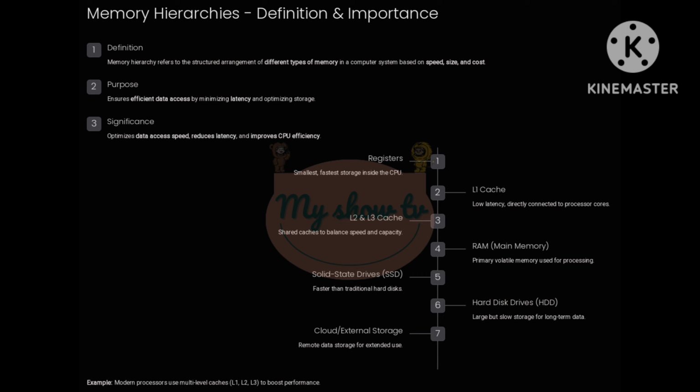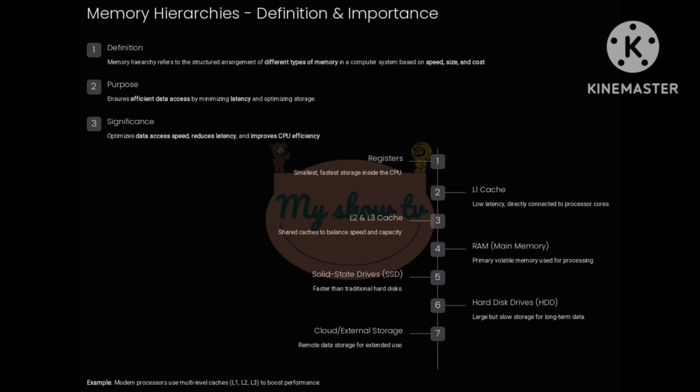1. Registers. These are inside the CPU, the fastest and smallest memory, storing temporary values for immediate processing. 2. L1 cache. Located next to the CPU core, it is faster than RAM and holds frequently used instructions. 3. L2 and L3 cache act as intermediate storage, balancing speed and size.